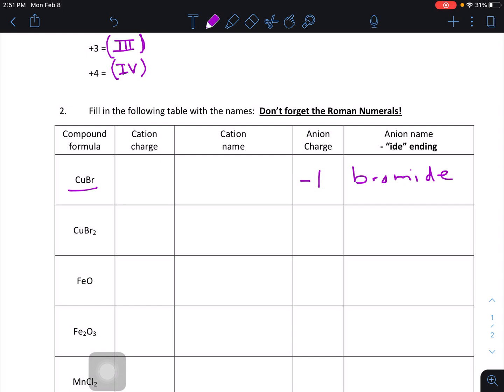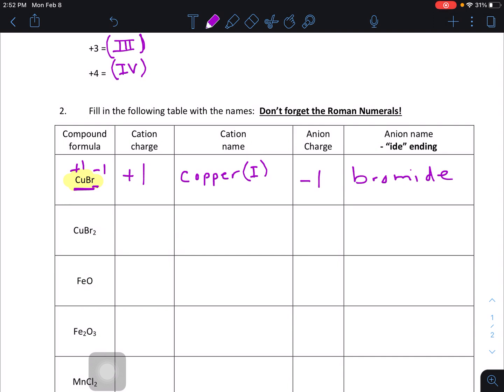Remember, we changed our ending from bromine to bromide. Since it has a -1 charge, go back to our formula, CuBr. If the bromine has a -1, that tells us that copper has a +1, because there aren't any subscript numbers for the copper and the bromine. So we have a +1 charge, and we would write that as copper, and since it's a transition metal, copper 1 bromide.